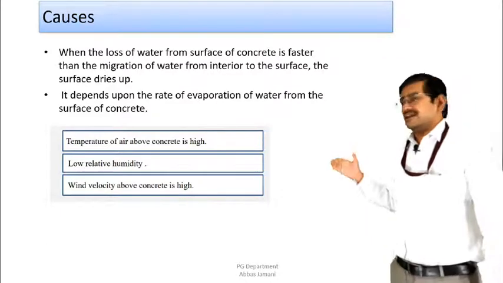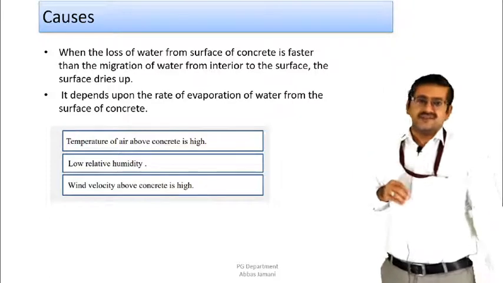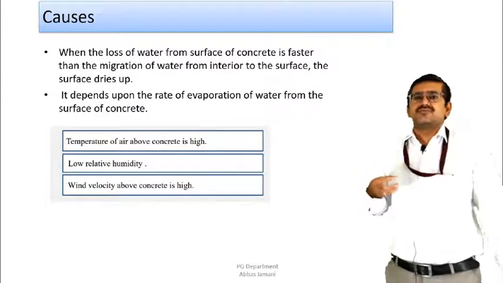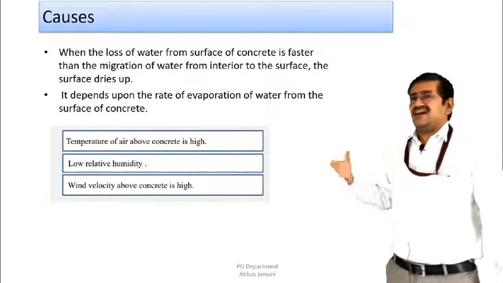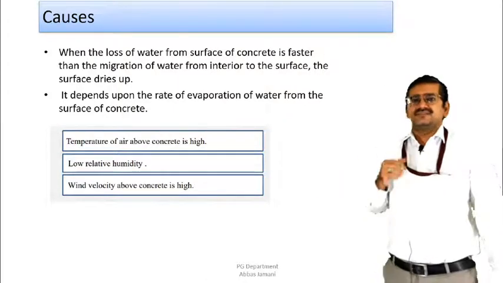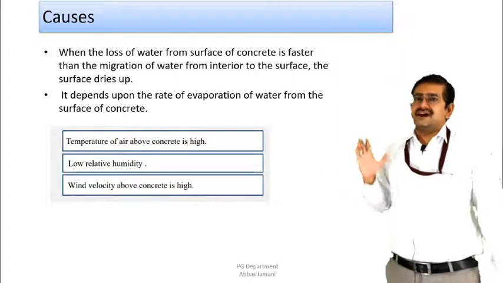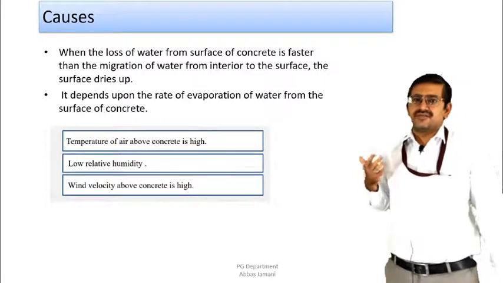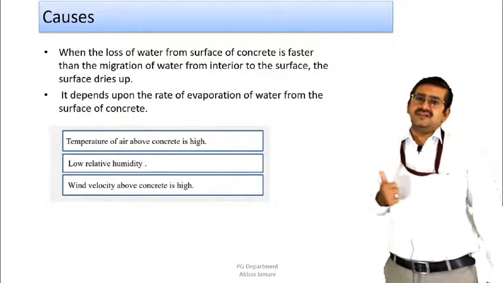Then low relative humidity is also a factor. If there is less moisture in the surrounding atmosphere, it will try to extract moisture from the surface of the concrete, and that may also result in a problem. And lastly, if there is a high wind velocity, with strong wind speed especially at elevated heights, then the evaporation of moisture from the surface is likely to be higher, right?